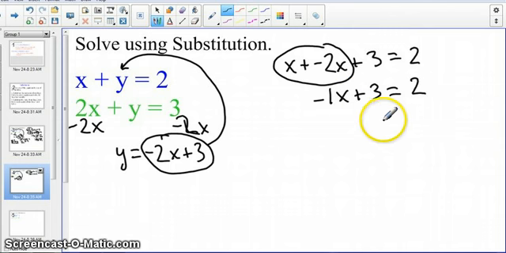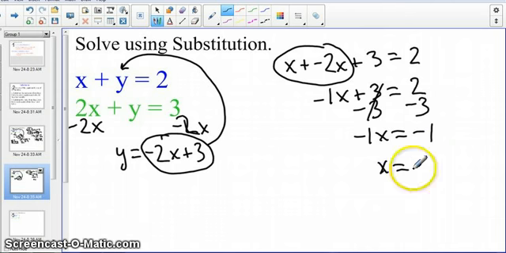It's 2 steps to get your x all by itself. Subtract 3 from both sides. So 2 minus 3 is -1. So x equals 1, because I'm dividing both sides by -1.